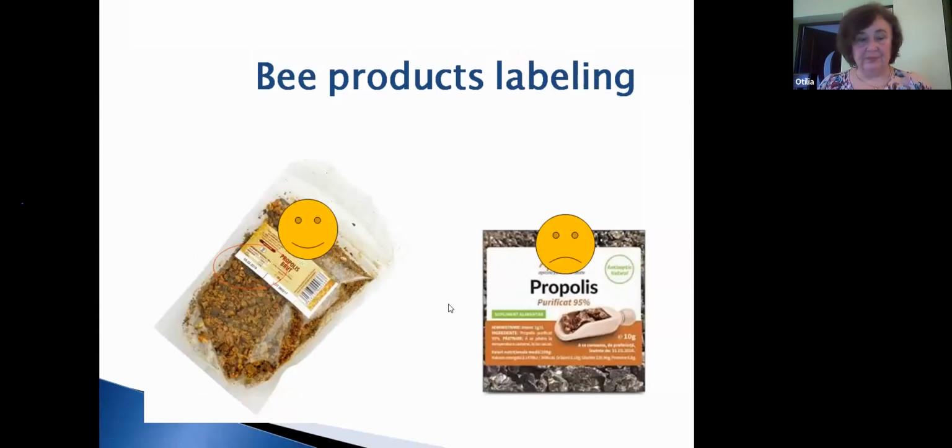Purified propolis. What is this purified propolis? You can see it here. Purified propolis is made by boiling raw propolis in water for some, I believe, some hours to remove the wax. After that, this mixture is cooled and the wax is taken away.